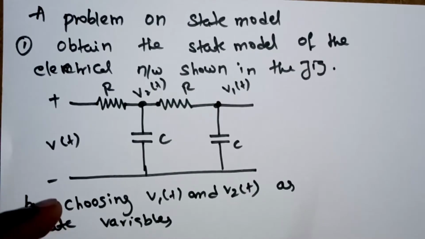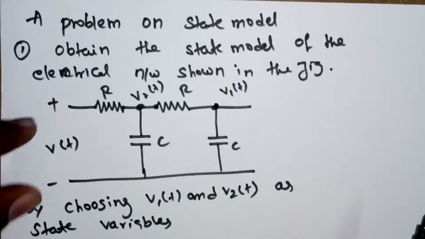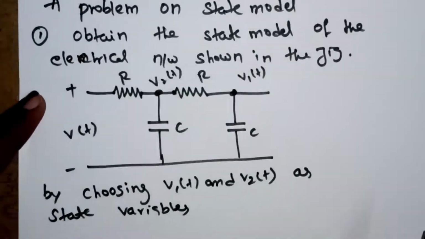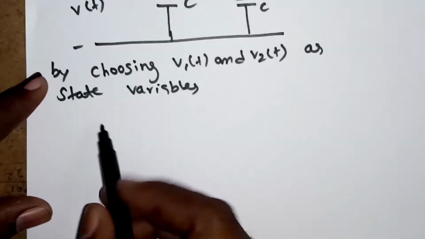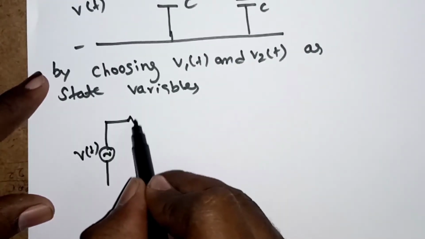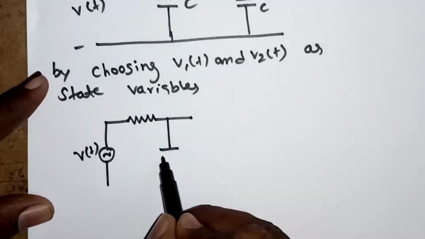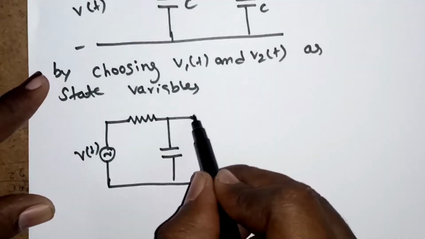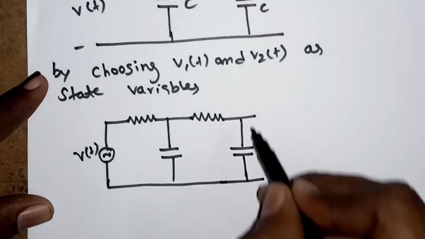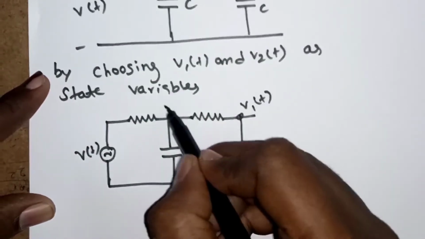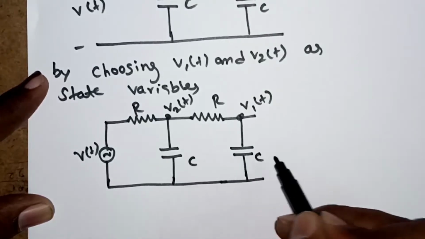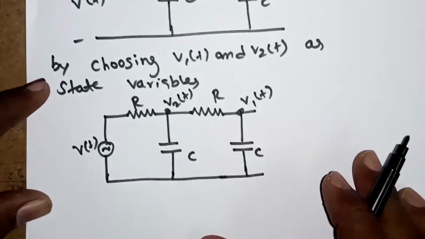Now we are going to connect a voltage source. In the place of V of t we are going to connect a supply, so the circuit should be redrawn like this. We connect an AC supply V of t, and the same circuit can be redrawn like this, with two capacitors and two resistors. Here is V1 of t and here is V2 of t, R, C, C.